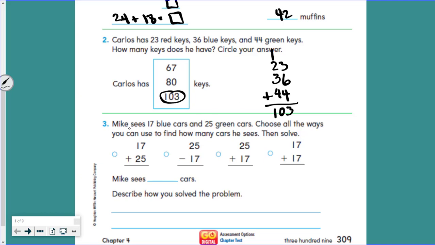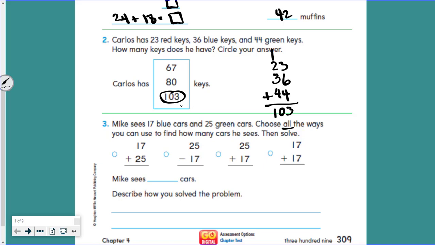All right, number 3, Mike sees 17 blue cars and 25 green cars. Choose all the ways you can use to find how many cars he sees, then solve. Okay, so you got to choose all the ways that show how we can figure out how many cars Mike saw, and then how many cars did Mike see, and then describe how you solve the problem using your words right here. Let's go ahead and pause your video and do that.